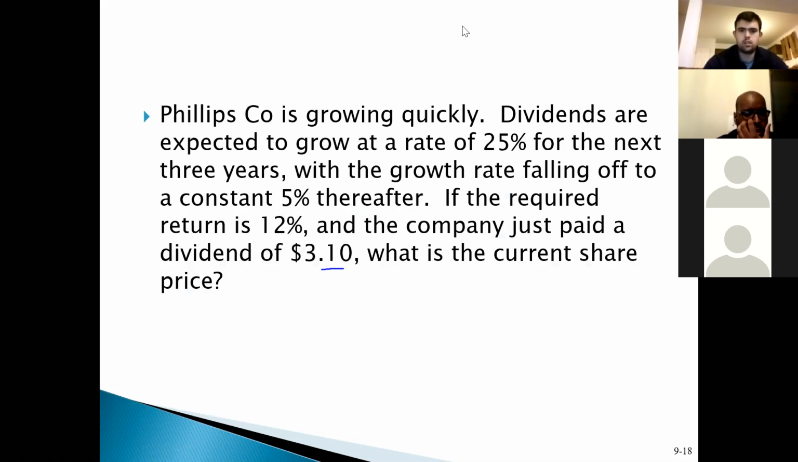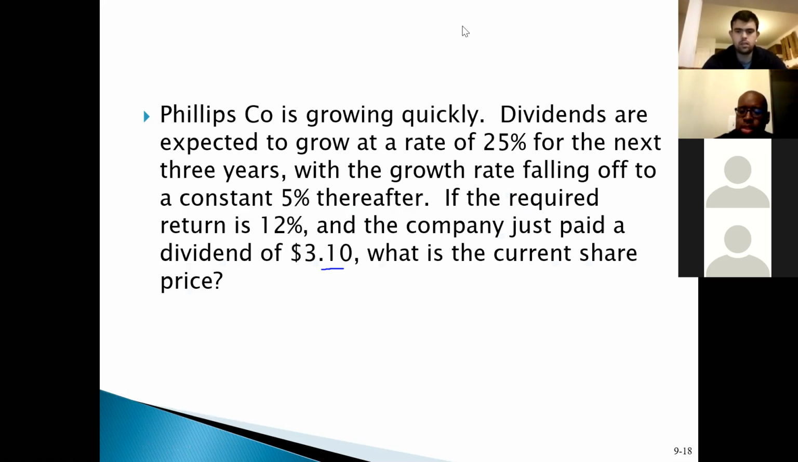So what do we have with this company? They're growing very rapidly. So they've got a current dividend of 310. It's going to grow by 25%. So it's going to be 310 times 1 plus 0.25 next year. It's going to grow at 25% again in year 2, 25% again in year 3. And then in year 4, it's going to grow at 5%. And all of the future dividends are going to grow at 5%.